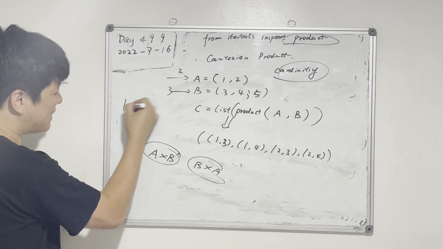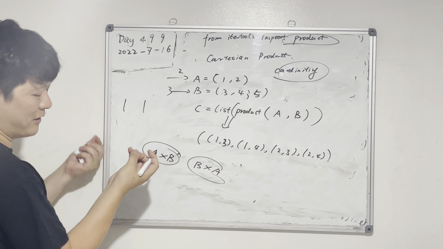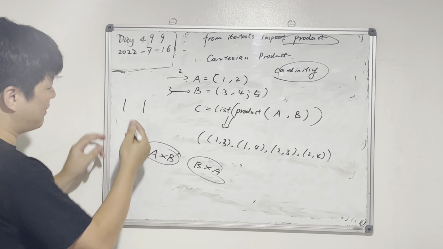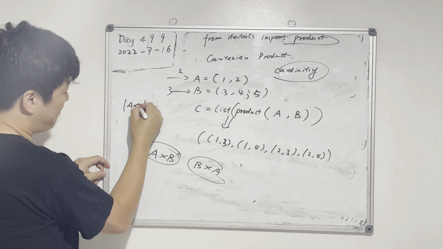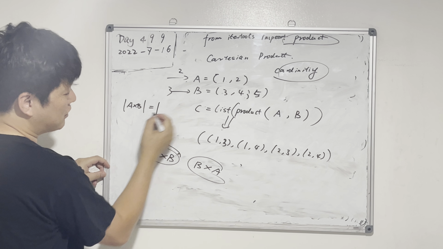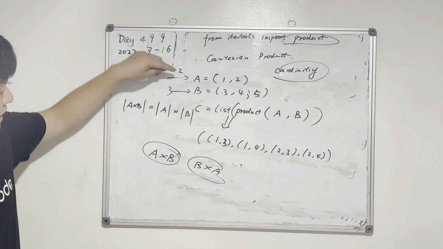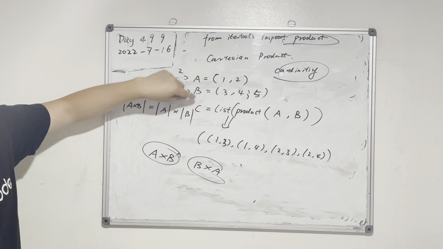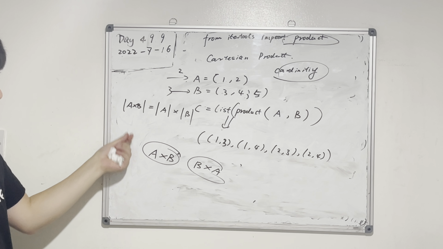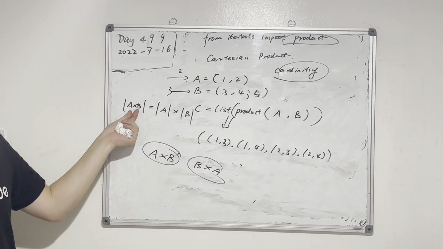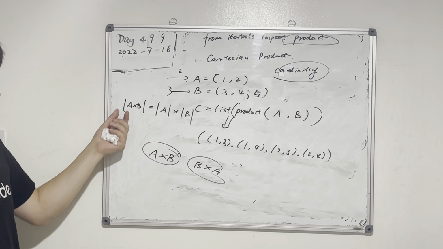So we use these bars to mean the cardinality, yeah? So the cardinality of A Cartesian product B is equal to the cardinality of A times the cardinality of B, simple as that, right? We get the cardinality of A and cardinality of B, and then we multiply them together. That's the total number of elements in the product.